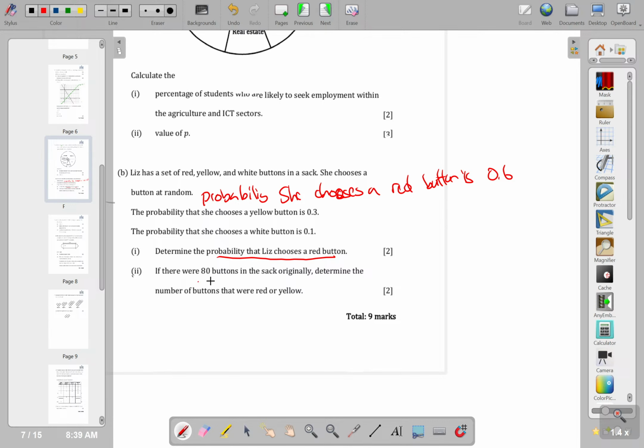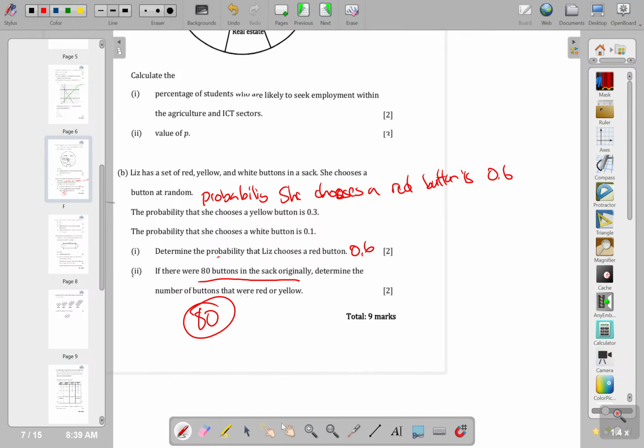If there's 80 buttons in the sack originally, determine the number of buttons that were red or yellow. Okay. So we found number 1 already. That is 0.6, right? Because the total sum of probabilities add up to 1. Now, there's 80 buttons in the sack. Determine the number of buttons that were red or yellow.